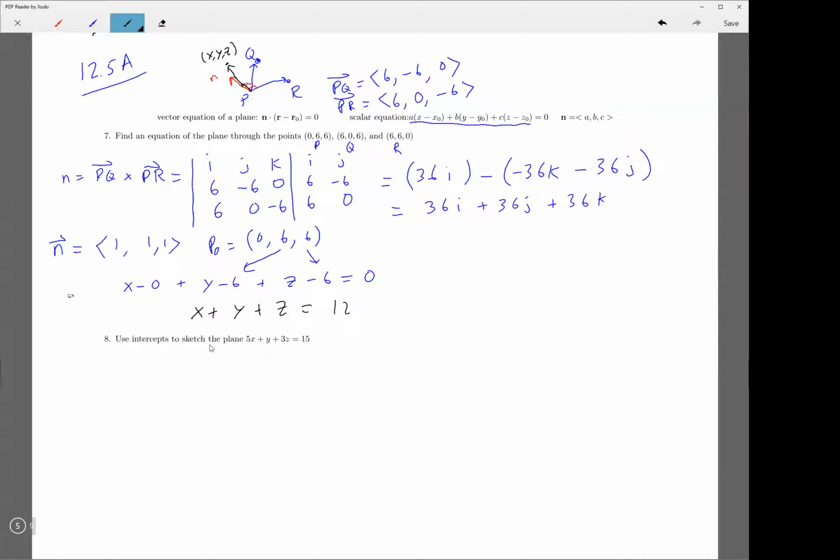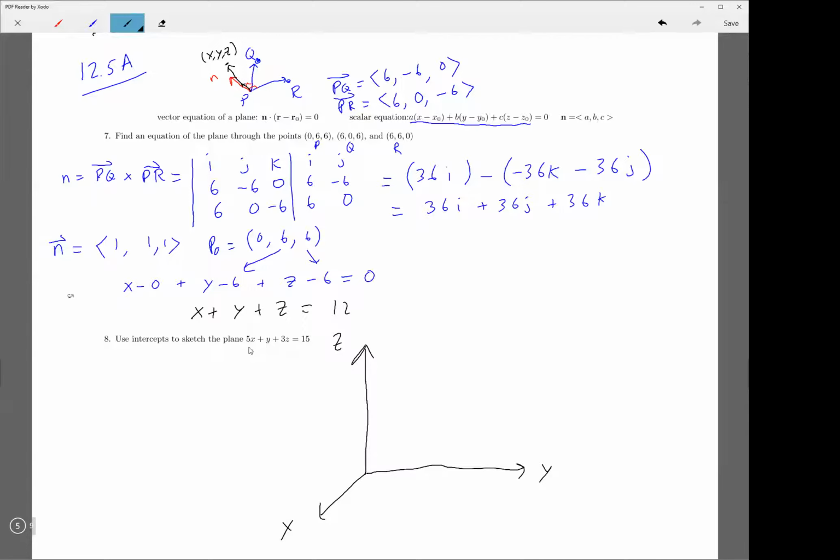Okay, number 8. Let's see. Use intercepts to sketch the plane 5x plus y plus 3z equals 15. And so what you're going to do here, this is just a multiple choice. So we have the z-axis there, the y-axis, and then we have the x-axis coming out this way.